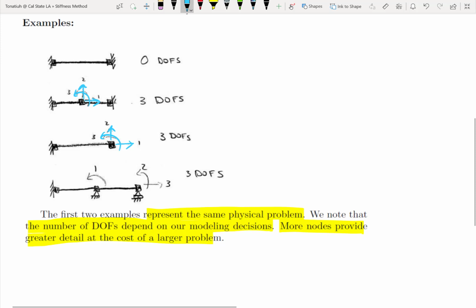If we look at the last example, the first node on the left has no degrees of freedom because it's a fixed end. The second node is a pin. It only has a rotational degree of freedom. And the roller on the right has horizontal translation and a rotational degree of freedom.